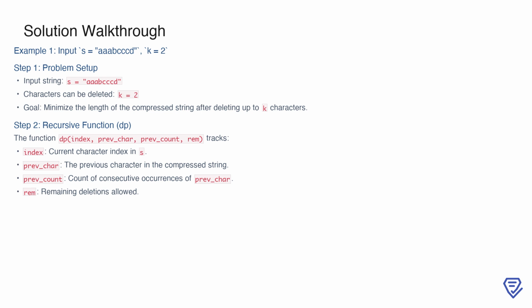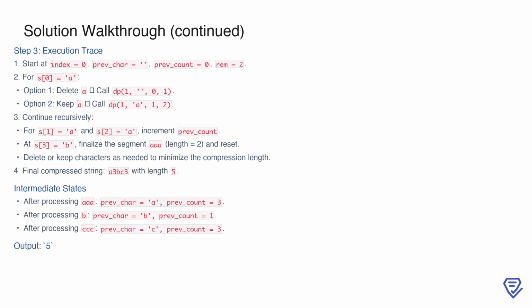This function tracks 4 key parameters: the current index in the string, the previous character in the compressed result, the count of its consecutive occurrences, and the remaining deletions allowed. By systematically exploring all possible character deletions and compressions, we aim to determine the optimal solution for minimizing the compressed string length. We begin the recursive process with index equals 0, prev_char equals empty, prev_count equals 0, and rem equals 2.